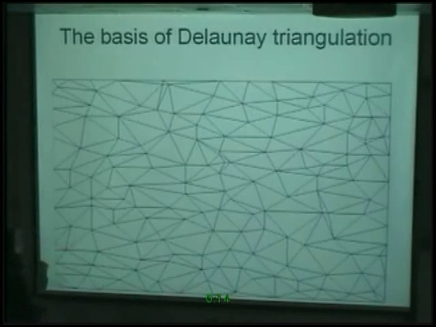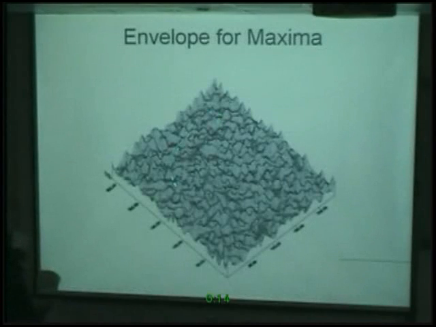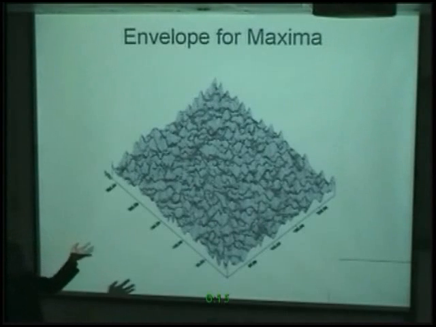And if you look at the triangulation, if you have a lot of extrema, you finally get this kind of envelope for maxima from this triangulation. This is after many steps of smoothing, and this is not a straightforward operation again.